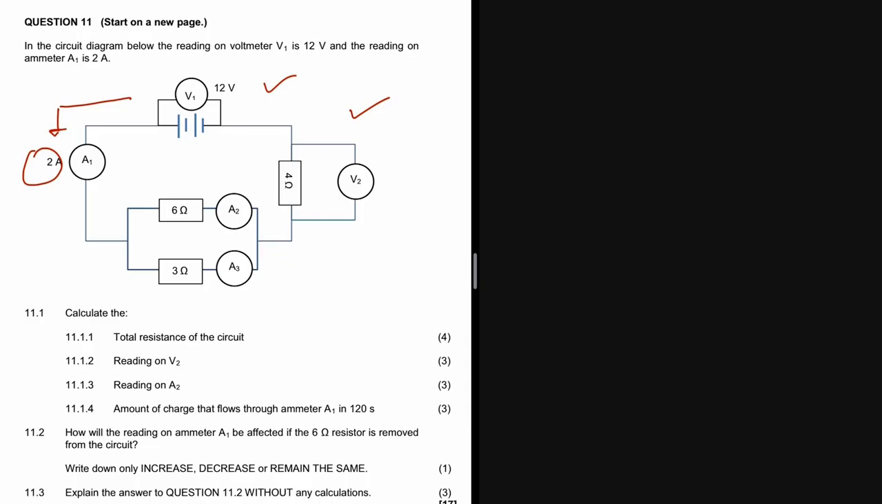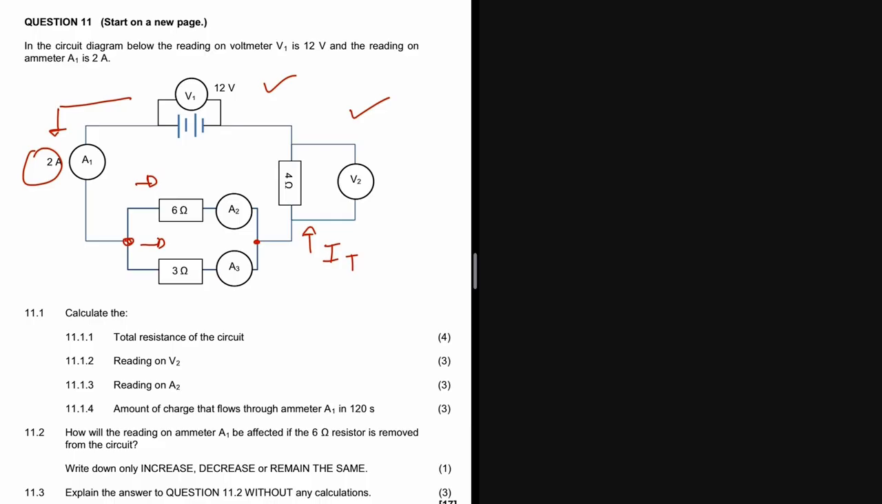We know that if the current splits, these two resistors are going to be in parallel. But when the current meets again together here, it is going to be the total current. So therefore, the resistance of 4 ohms is going to be in series. With that analysis being done, we can start now to answer the questions.